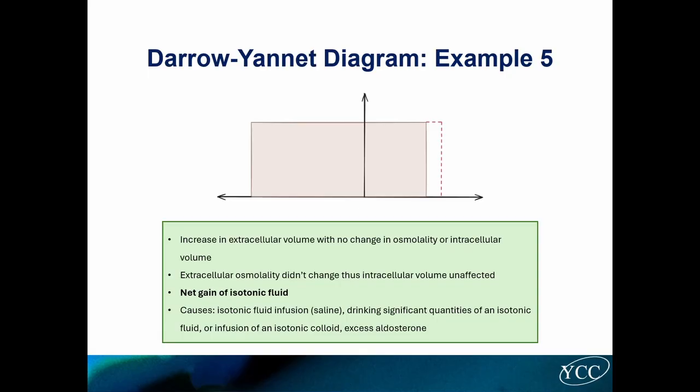This is a person who's gaining fluid like you drank a ton of saline, like you had a lot of Gatorade, and basically the osmolarity stays equal. Between the intracellular and extracellular fluid compartments, the osmolarity is equal, but the volume in the extracellular component is up. The volume outside the cells is up because you're ingesting isotonic fluid.